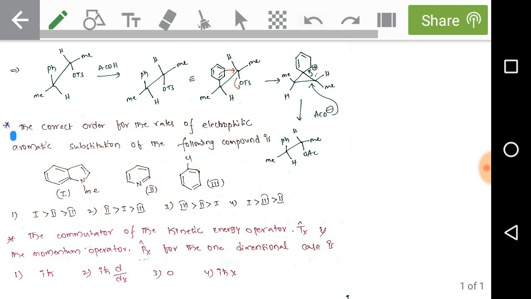Okay, next one, the correct order for the rate of electrophilic aromatic substitution of the following compounds is. Here we have three compounds. We need to find the correct electrophilic substitution reaction rates for them.